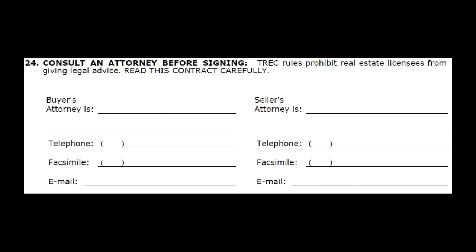So here's what you need to do. You need to read the entire contract so that you can get to paragraph 24 and read the sentence that tells you to read the contract carefully so that you can know to read the contract carefully. It's kind of funny. Anyway, moving on. If there is an attorney involved in the deal, you want to list the attorney's information in these blanks.